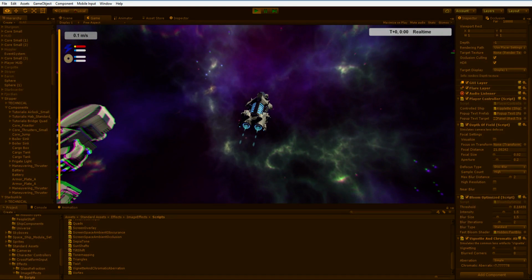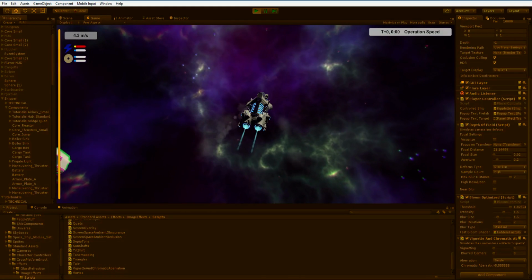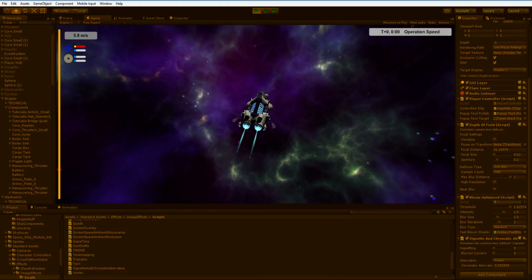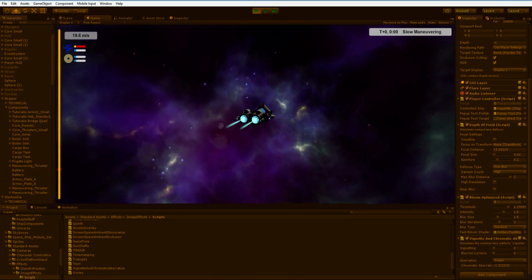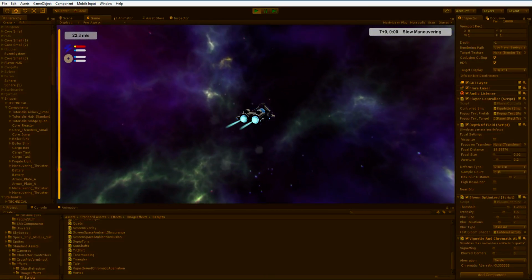Well, real time is still too slow, so operational speed. We can start to get a feeling for how this ship is going to pilot. This is a real spry ship, but it's not really that spry. Slow maneuvering. This would be what you were using if you were docking or something.